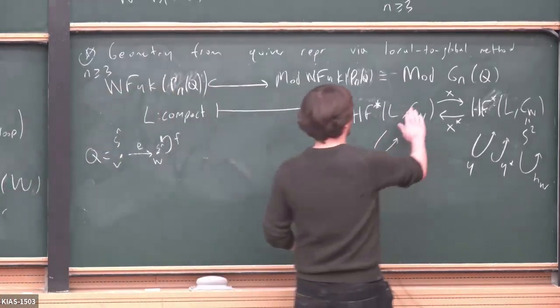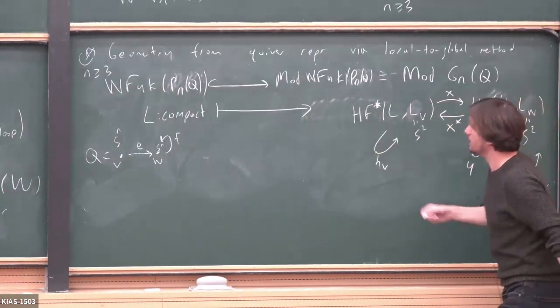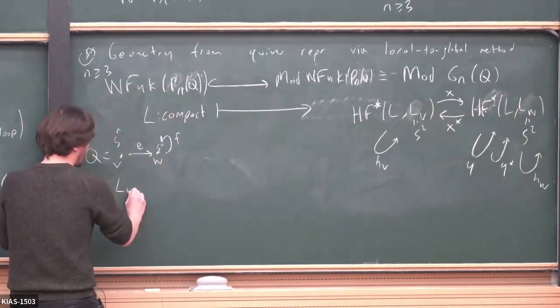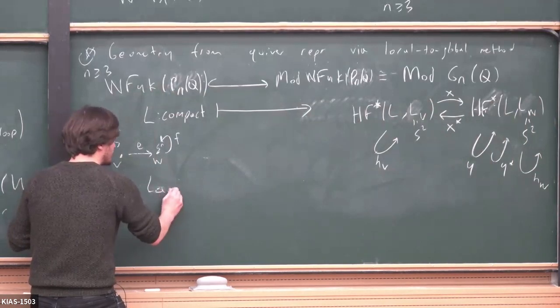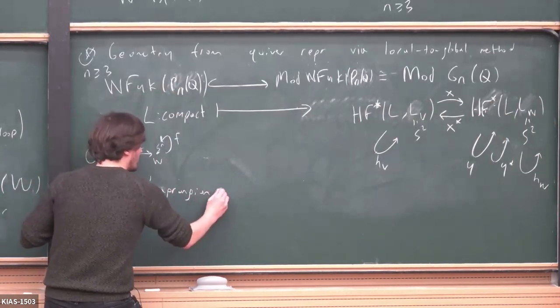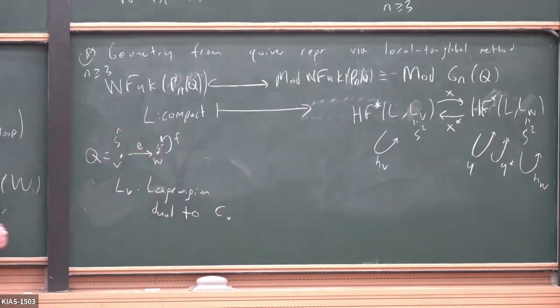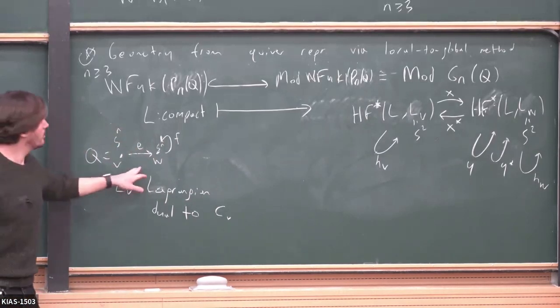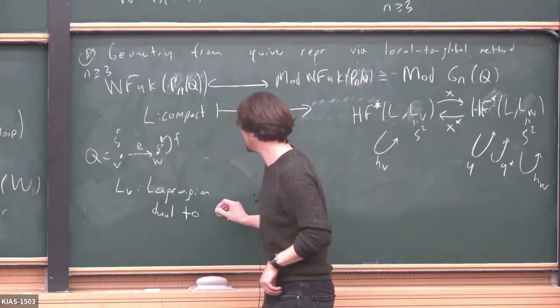Sorry, yeah, I need to introduce that, sorry. So L_V is the Lagrangian dual to C_V, which means L_V is the dual Lagrangian, which is like the cotangent fiber on that. So basically, L_V and L_W are cotangent fibers at the respective places. These are cotangent fibers.